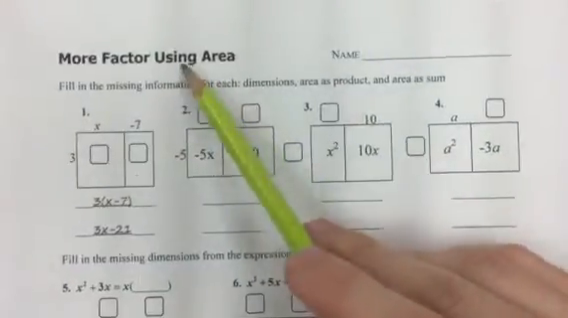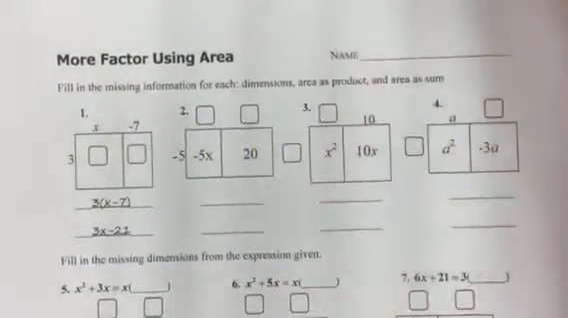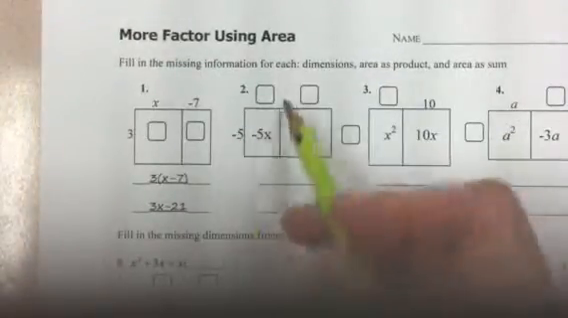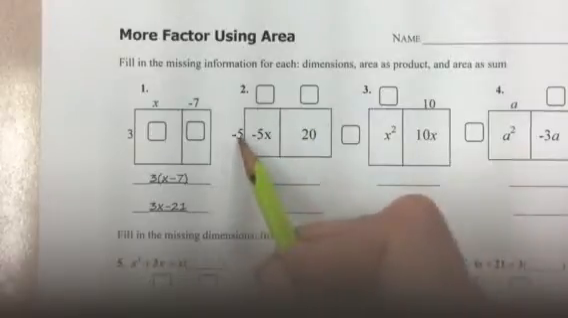This one is on using area to factor. So same kind of idea that we just had right here, but we're moving backwards. Instead of using the area boxes to multiply, we're actually using the area boxes to factor, to take out the greatest common factor. So here we notice that -5 is in common.